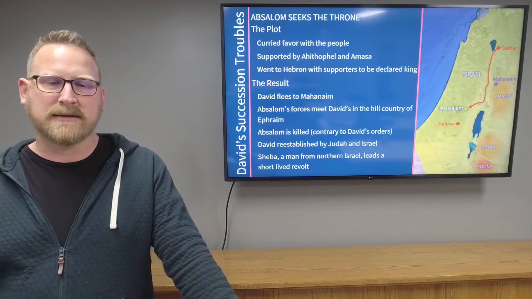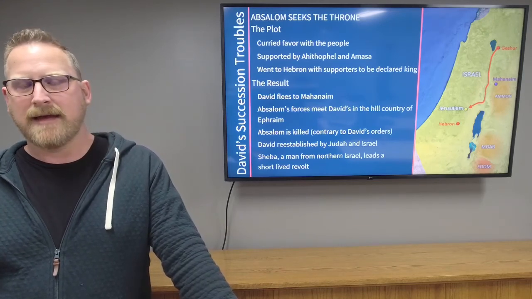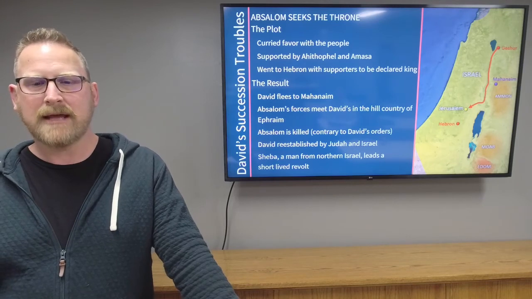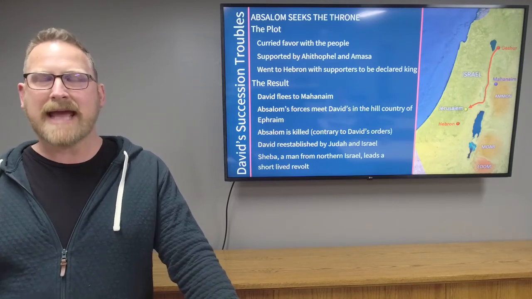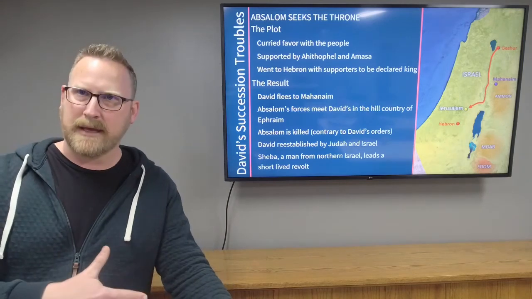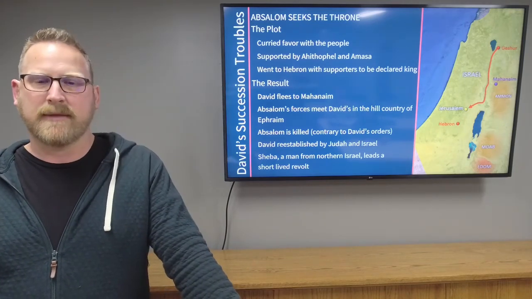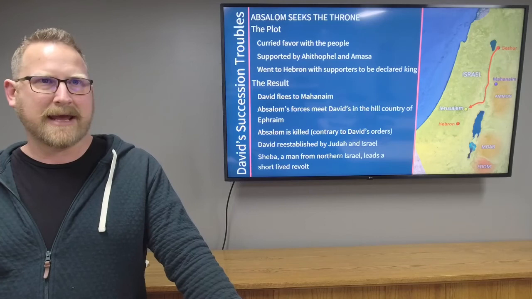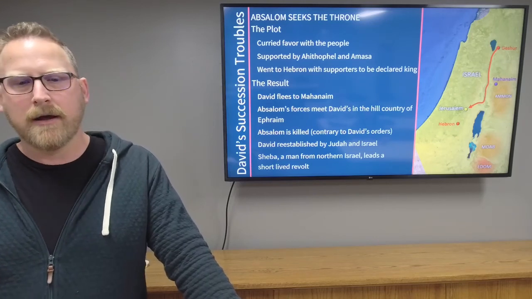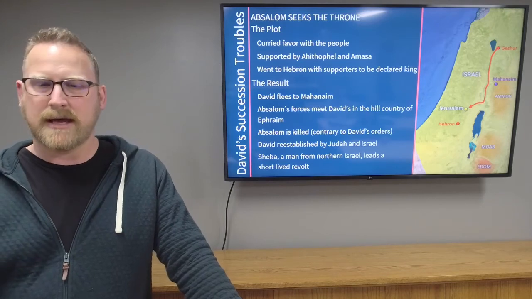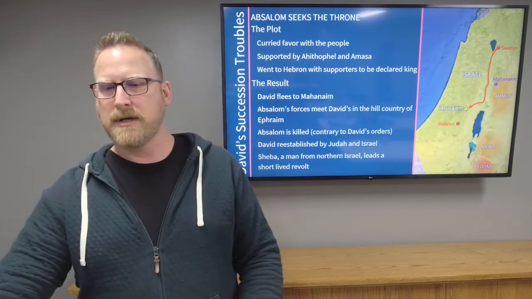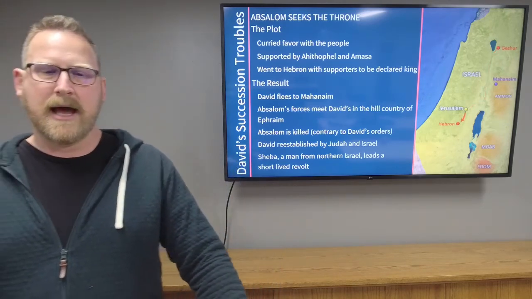And he's supported by Ahithophel and Amasa. These are counselors of David. And so there are people that really like Absalom and would want him to be king. In fact, a good number of them. He was said to be very tall and extremely handsome. And of course, he had very long hair, which added to his demise. So he went to Hebron with the supporters to be declared king.